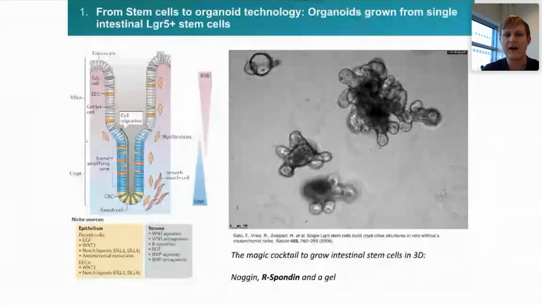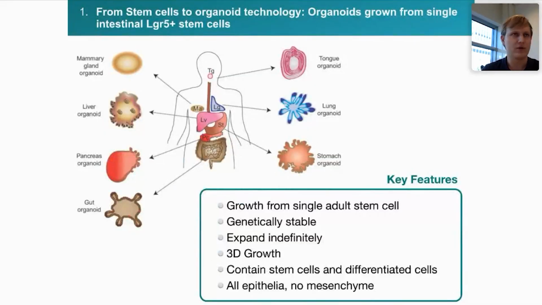But of course, by now, organoids from all different kinds of tissues have been grown and successfully generated, for example, from liver, pancreas, lung, stomach, and so on. They all have similar key features: on the one hand, you can grow them from single adult stem cells, but also, very importantly, they are very genetically stable, and they give rise to a wide set of terminally differentiated cells.